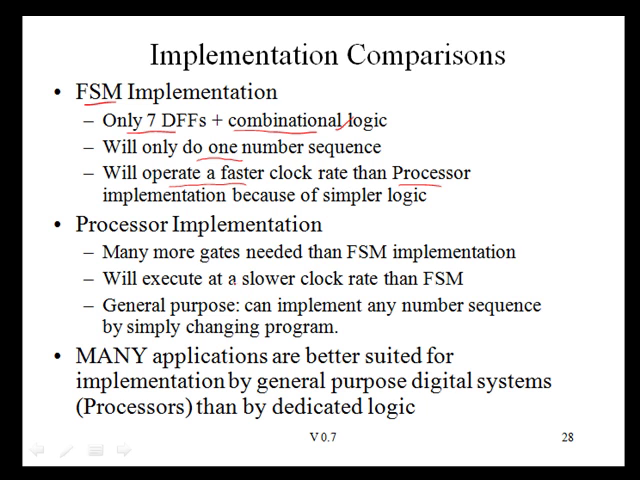In order to do another number sequence, you would have to change the combinational logic, which means changing gates, changing wires. Our general purpose processor implementation required many more gates than the finite state machine implementation. And because the logic is more complex, it will execute at a slower clock rate than this finite state machine implementation. However, it's general purpose in that it can implement any number sequence simply by changing the program. And memory contents are easy to change. We can change memory contents without changing any hardware.